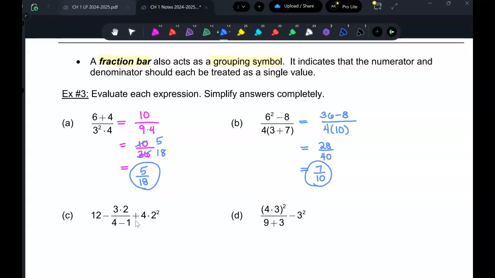6 times 6 is 36, right? I got 12. I got 10. Okay, it's not a whole number. You should have a fraction. Do you have something in the numerator? I did it wrong. 36 minus 8 is 28. So 28 over 40. Let's put that in the numerator. 28 over 40.